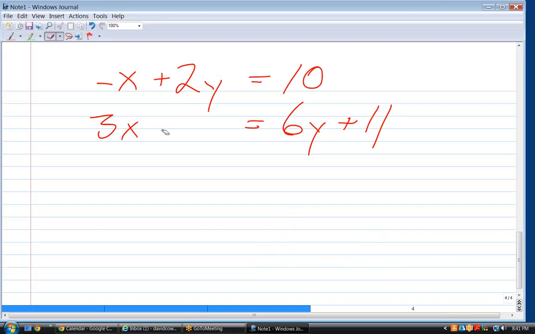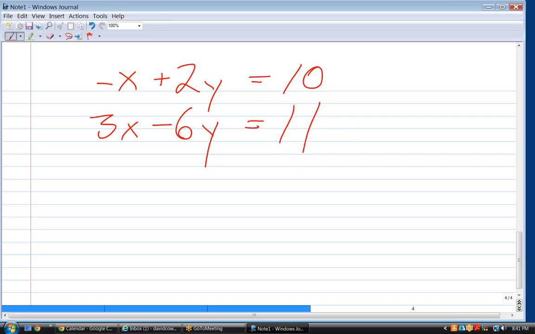What can I do to the second equation to get it in standard form? Let's move this 6y to the other side of the equal sign, so would you subtract it to be negative 6y? Now it's gone. Oh, and then you're all lined up. Now they line up perfectly.